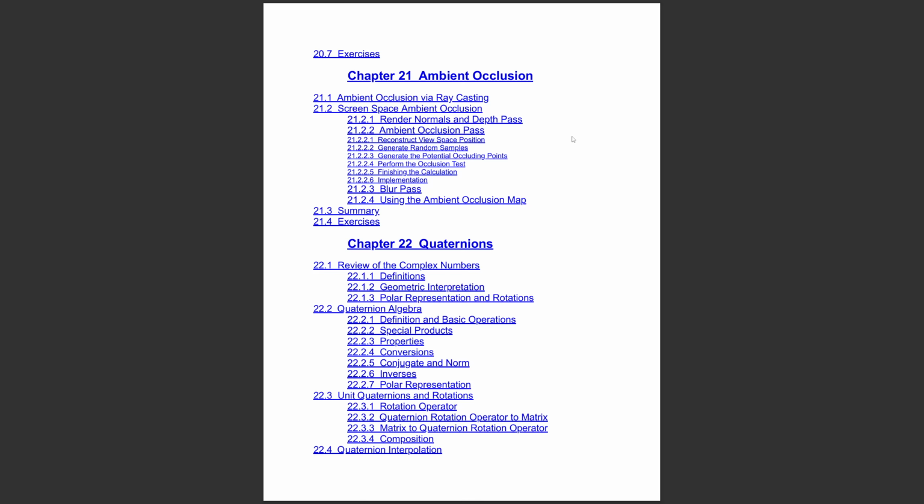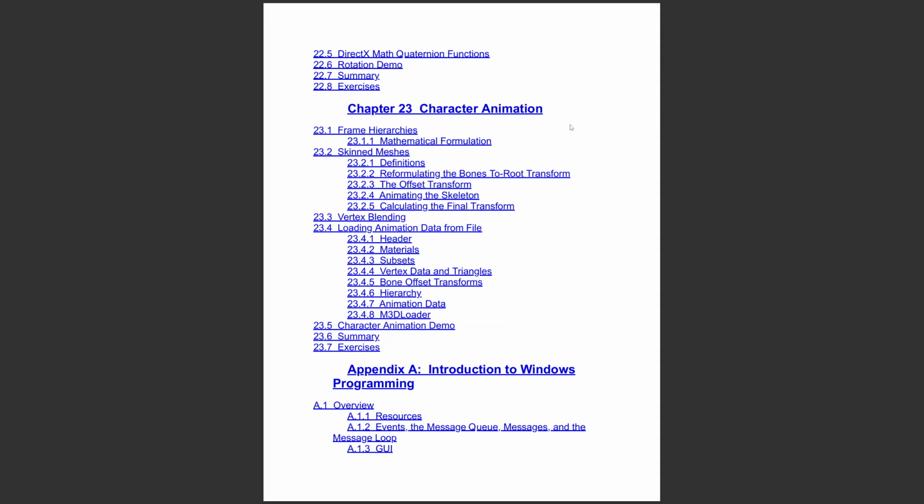And that's quaternions. We were talking about quaternions, or what's the last thing we were talking about? Chapter 22, and we're reviewing the complex numbers, quaternion algebra, unit quaternions, and quaternion interpolation. And we have DirectX math quaternion functions. So DirectX is going to provide us some quaternion functions. And we have a rotation demo.